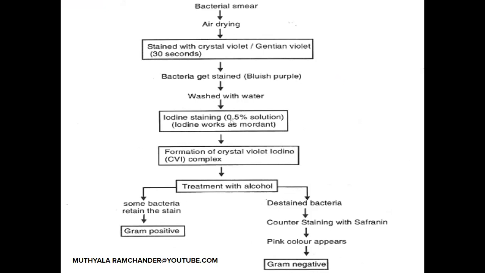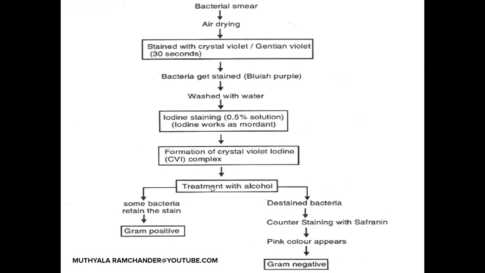The iodine staining solution contains 0.5% iodine. That type of iodine is used for bacterial staining. Iodine works as a mordant, and forms a crystal violet iodine complex, CVI complex. Initially we stain with crystal violet, later wash with water, and again stain with iodine. So crystal violet and iodine make a complex on the smear, also called the crystal violet iodine complex.